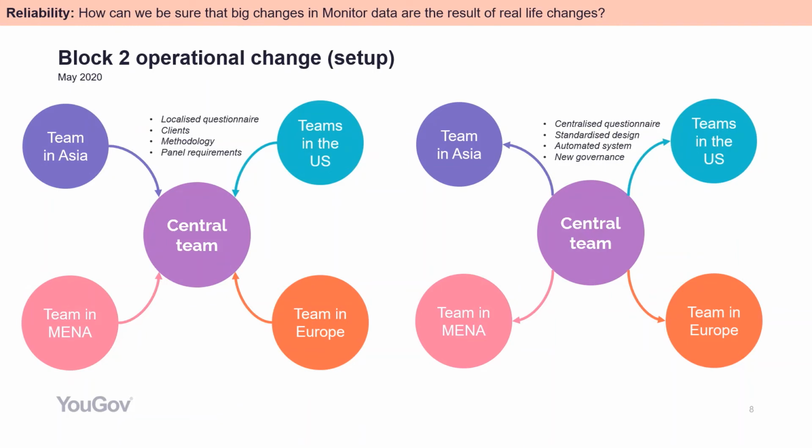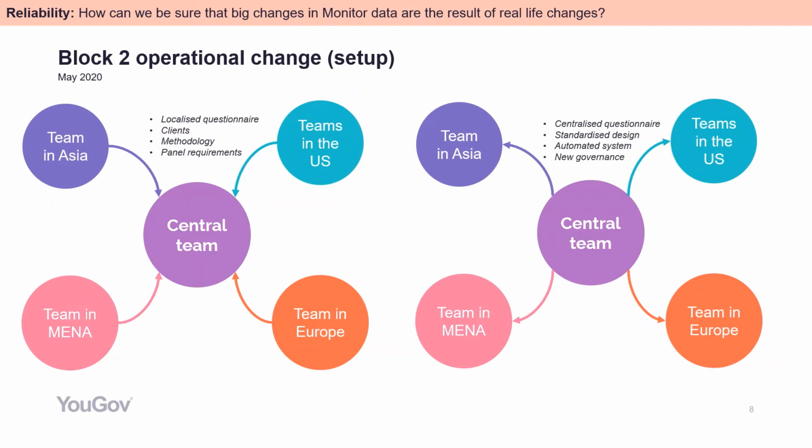So what we did was, for Block 2, which was starting in May 2020, we decided to centralize the whole process, which is a little bit in contrast to how I think a lot of these large projects are run. And what we did was we gathered the questionnaires which had been localized in each hub. We gathered all the different client interests that we knew that were involved with designing this process. We looked at their methodology requirements and their panel requirements. And then we standardized everything.